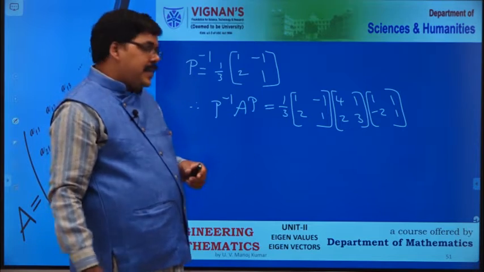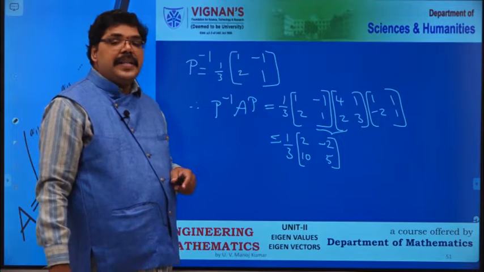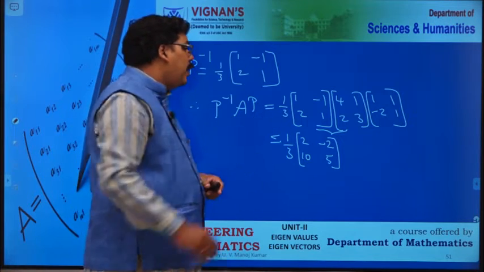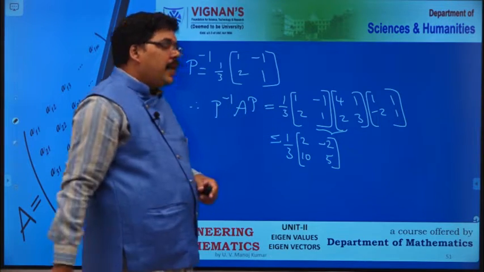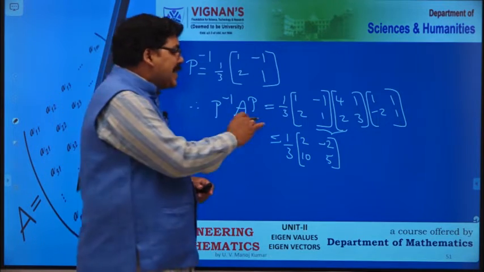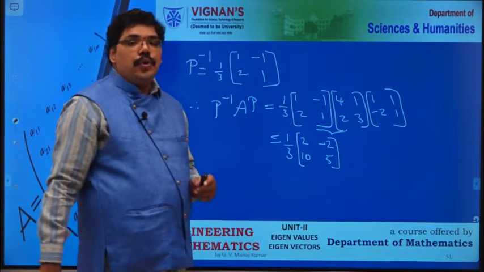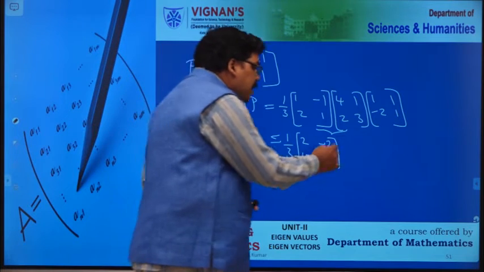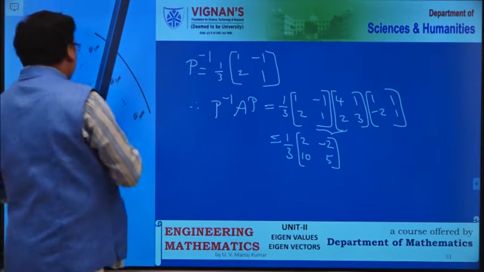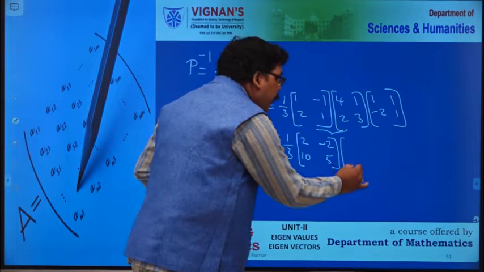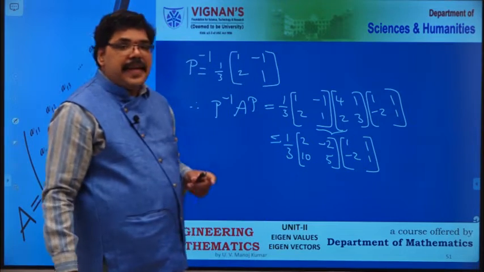So multiply the matrices. Multiply the first and second matrices. First row, first column: 4 minus 2, which is 2. First row, second column: 1 minus 3, which is minus 2. Second row, first column: 8 plus 2, 10. Second row, second column: 2 plus 3, 5. Then multiply this result with the third matrix.